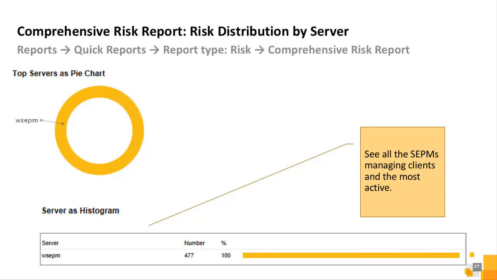Risk distribution by server categorizes the detections by all the SEPMs managing the clients and the most active. You can use this information to review client communication settings and load balance if there are multiple SEPMs in a site.